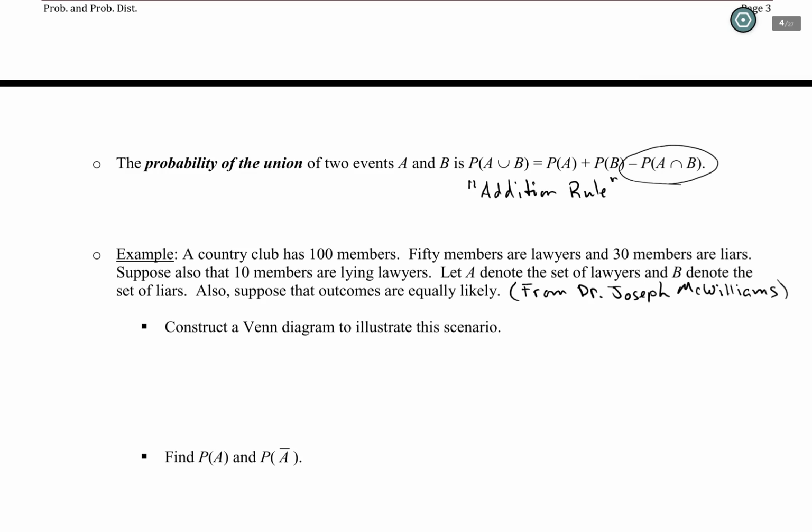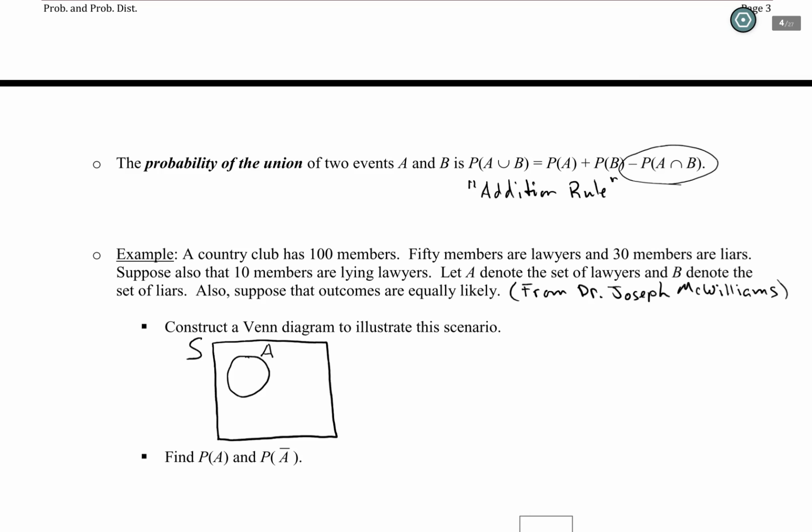It has 100 members. 50 are lawyers, 30 are liars, 10 are lying lawyers. I'm going to let A denote the set of lawyers and B denote the set of liars. Okay, so I want to look here at a Venn diagram. So again, I've got my square there that represents S, all people in this country club. There's 100 members in there. Now some are lawyers and some are liars. Okay, I'm going to let A be the set of lawyers and B is the set of liars.